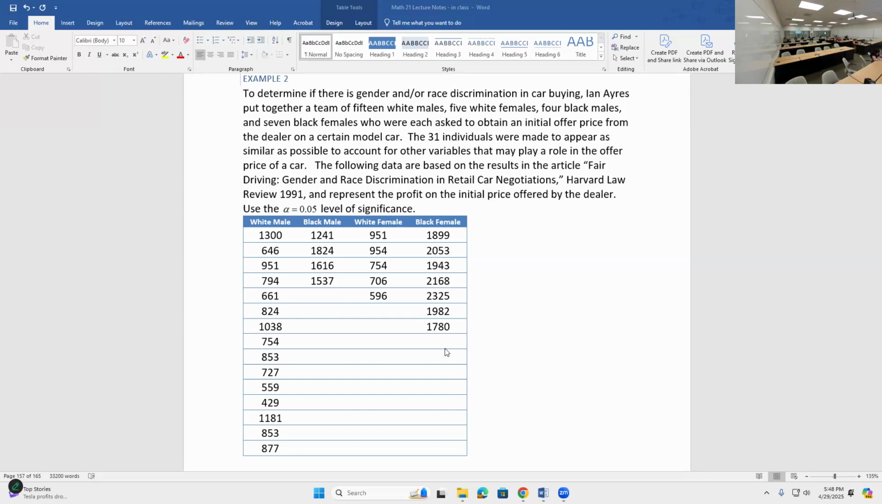Anybody want to say, you guys want to follow me? I'm gonna start writing down a little bit on the sheet for this. This is discrimination in car sales. Is there discrimination in car sales?